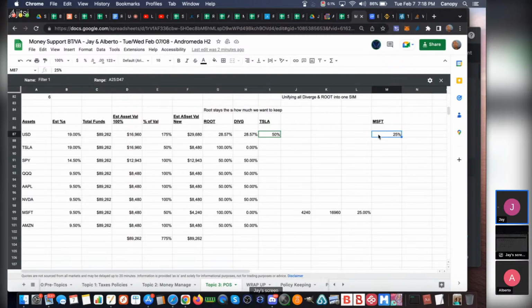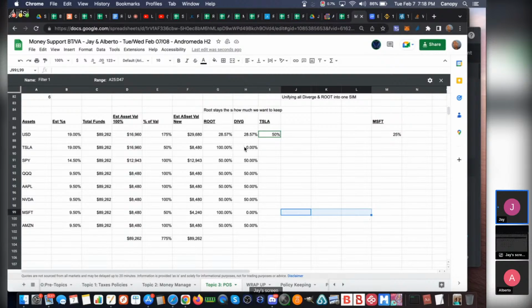And then the rest is root and diverge. All right? Does that make sense? Cool. So now what we would do is go through each one and actually do the same thing. No, we would actually look up the diverge chart.